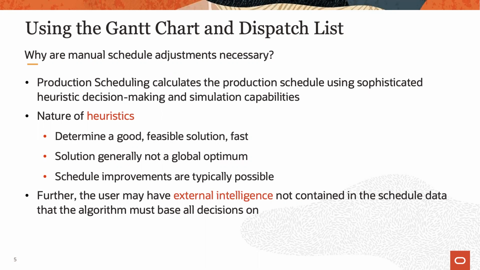Second, even if the schedule calculation would deliver an optimal solution, such optimality is theoretical since it will exclusively be based on the data contained in the underlying scheduling model. But often the user will have additional information and insights that are not contained in the schedule's data set, and this intelligence may drive schedule adjustments.